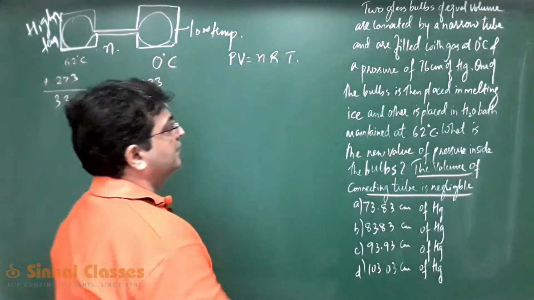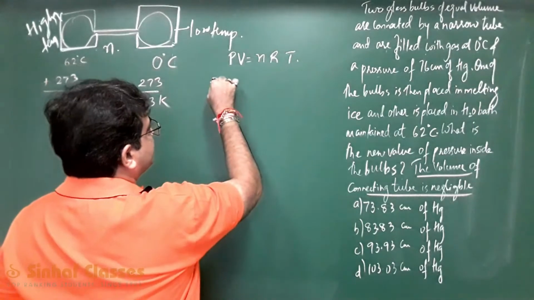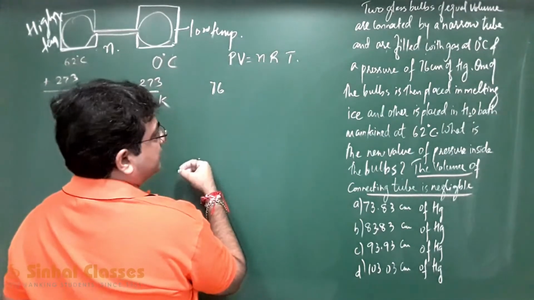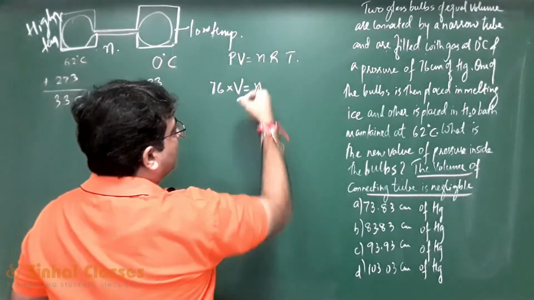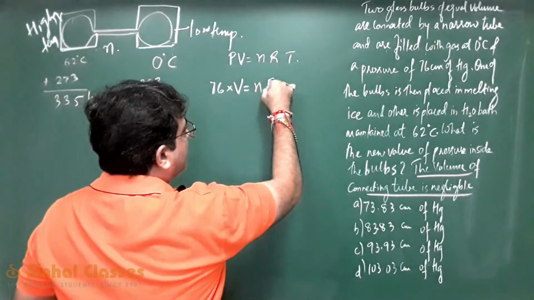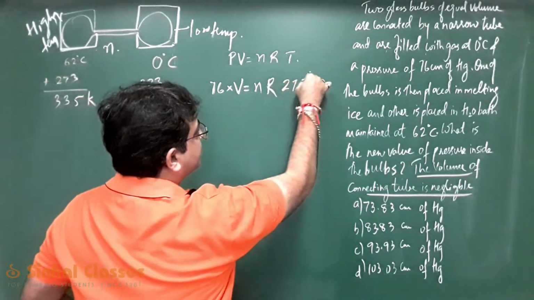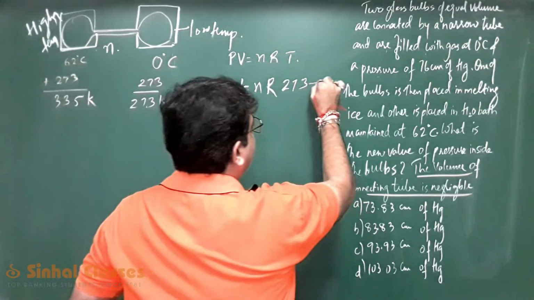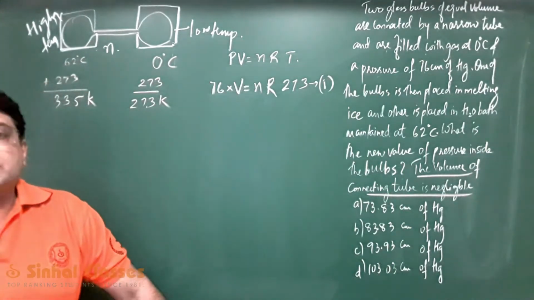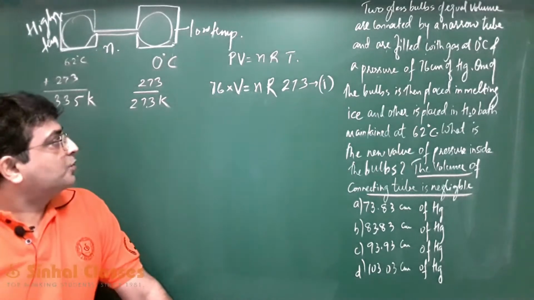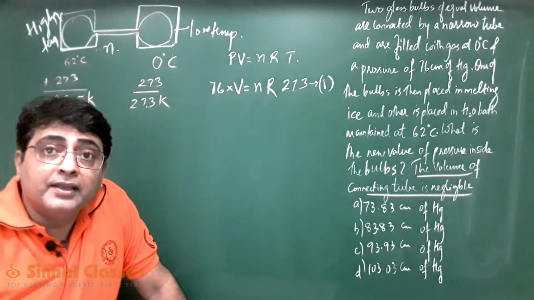What is my first equation? The pressure I have to consider is 76 centimeters of mercury. Volume I'll consider as V. Let's take the number of moles as N. Capital R is the universal gas constant. Temperature is 0 degrees Celsius, which I can say is 273 Kelvin. That becomes my equation number 1. Hope this part is clear. So the first equation is 76 into V is equal to N into R into 273.